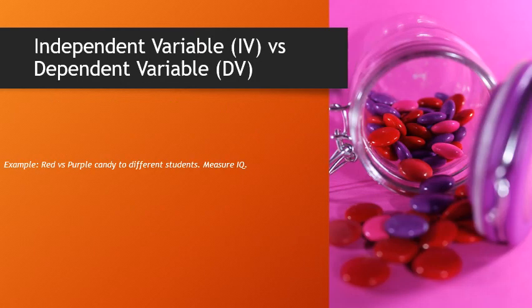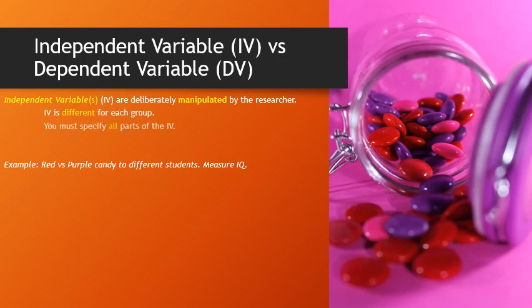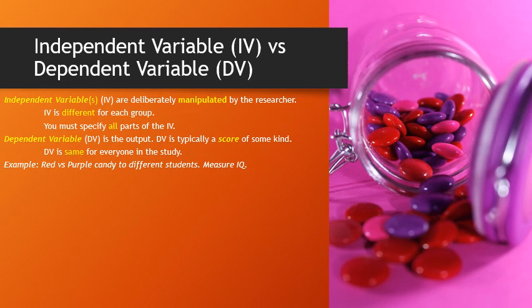So here's an example. Independent variable is labeled as IV, dependent variable as DV. So independent variables are deliberately manipulated by the researcher. The independent variable is different for each group, and you must specify all parts of the individual independent variable. The dependent variable is always an output. It's usually a score of some kind. And the dependent variable is the same for everyone in the study.